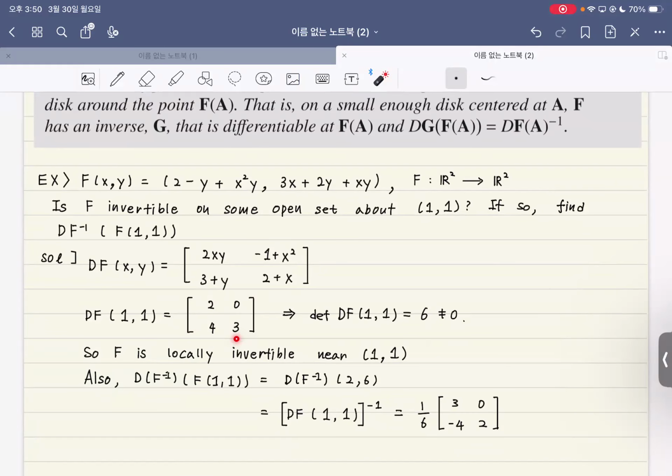And do you know how to find the inverse matrix of a 2 by 2 matrix? Yeah, I think you do. So one over the determinant of this matrix times, so these two guys must be swapped, and these two guys must change their signs. So this is the inverse matrix. So I say this guy should be the matrix derivative of your inverse function at this point. Okay. Not a big deal. Easy.